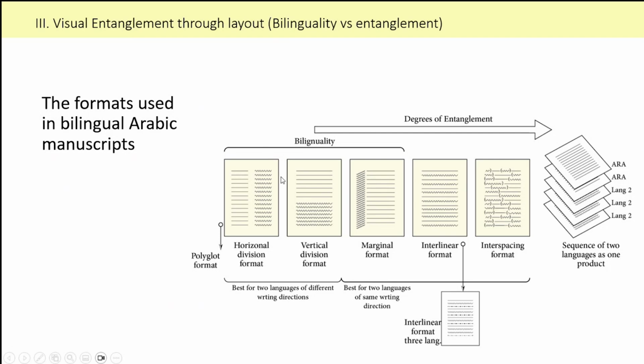Those three are excellent bilingual expressions. And then we have a bilinear format, where we have a line of one language, then another line from the other language, and so on, which could be extended even for a three-language format. And then we have the interspacing format, where you would write, for example, Arabic, then two or three words, a sentence in Arabic, then you explain it in Persian, for example. Continue in Arabic and explain in Persian, etc. So we call this interspacing format.